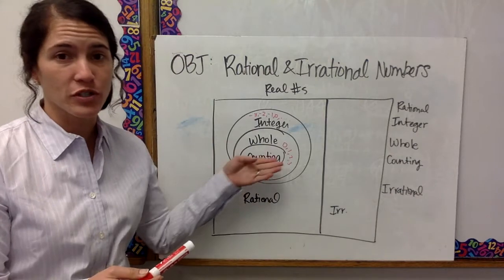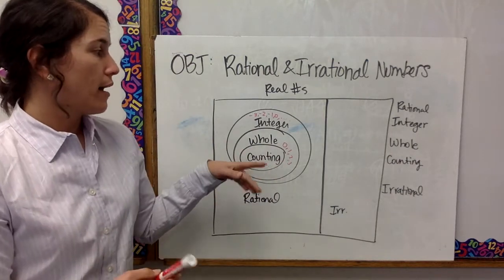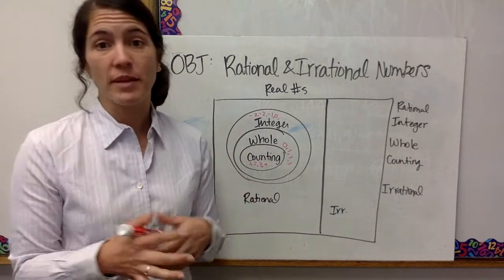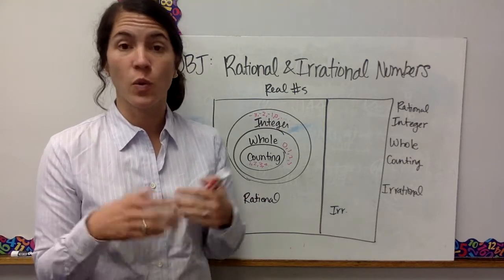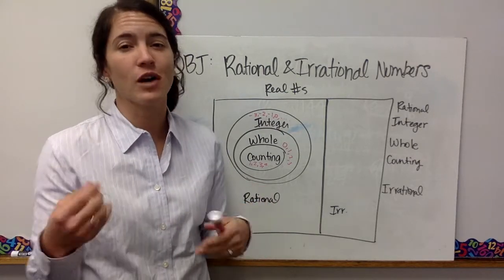Sometimes the word counting number is replaced with natural number. Because even babies, when you start to count, the first thing you learn is 1, 2, 3, and then it takes a little while for you to understand 0.